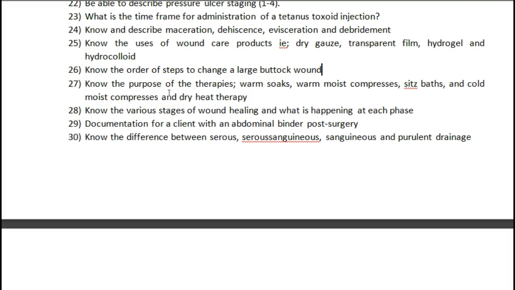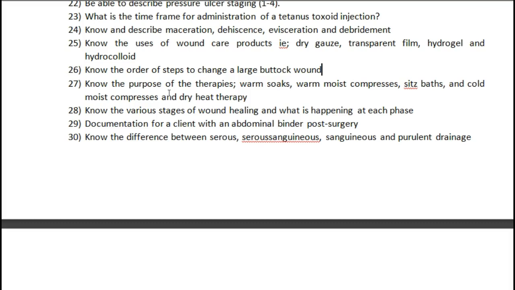Okay. Know the use of wound care products, i.e. dry gauze, transparent film, hydrogel, hydrocolloid. So basically, you know what dry gauze is. You know what transparent film is. Gauze is just put on wounds that have a little drainage, just to keep them from leaking out.